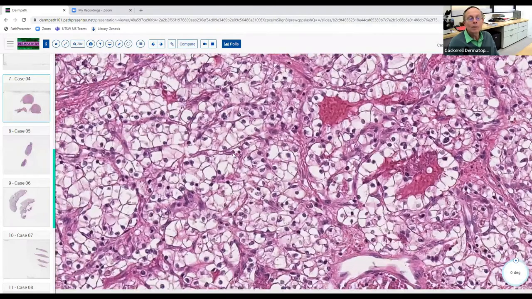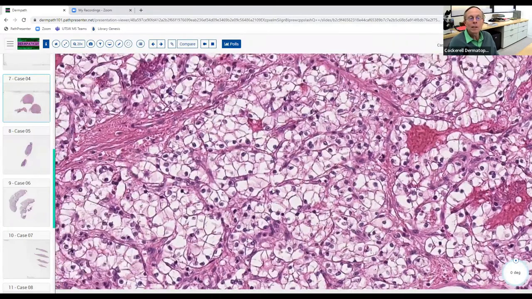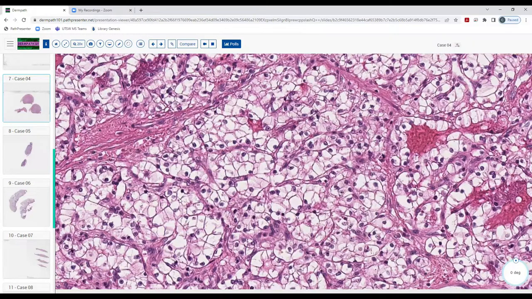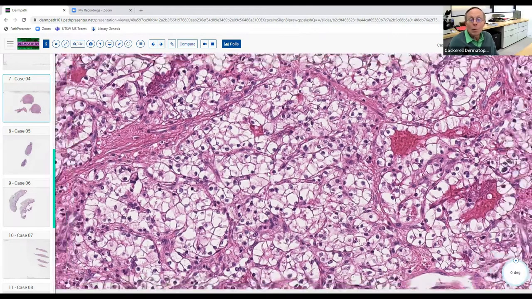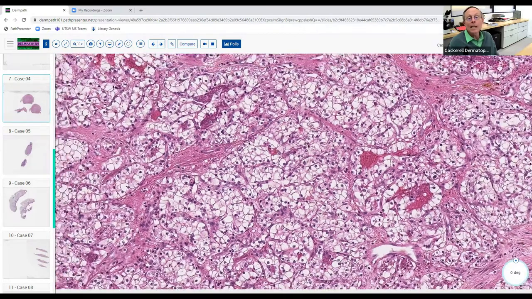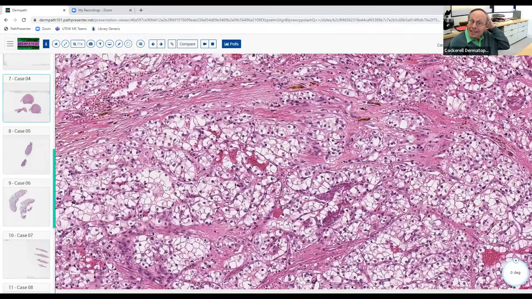And one other thing about renal cell carcinoma that's interesting is that sometimes the cells themselves are not super atypical. Notice that there's really not a lot of mitotic figures in here. So if you just looked at it at high magnification, you'd say, well, those cells don't really look super pleomorphic or atypical.